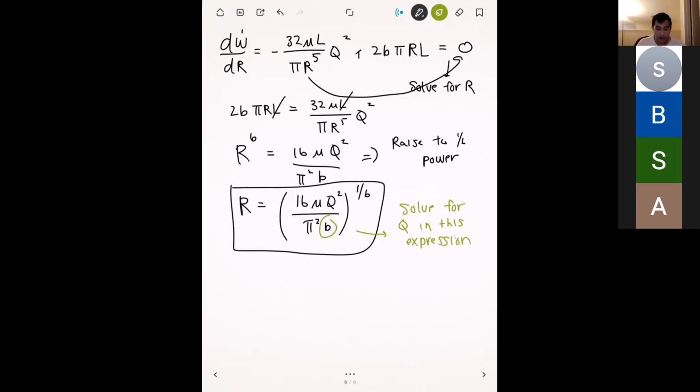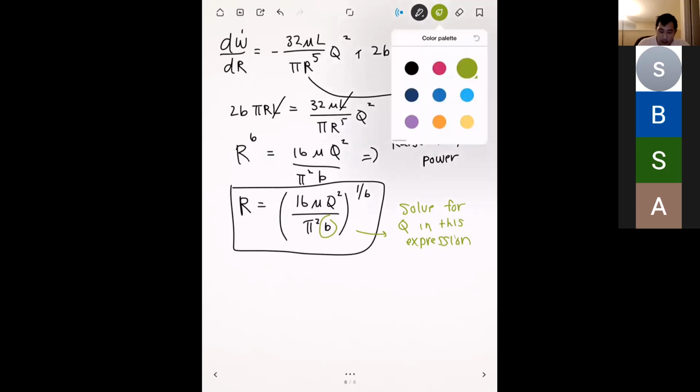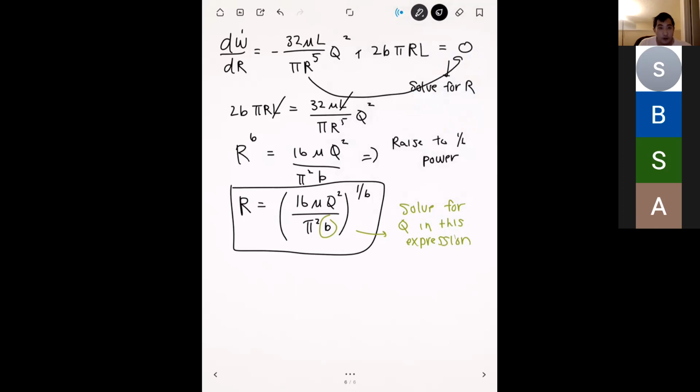Okay. And so if we solve for q, we're going to raise both sides to the 6th power. So we just raise it to the 1/6, but we're going to reverse that for a second. And then if we manipulate some of the terms around, we get the following equation. So we have q squared is equal to pi squared b all over 16 mu times r to the 6th.